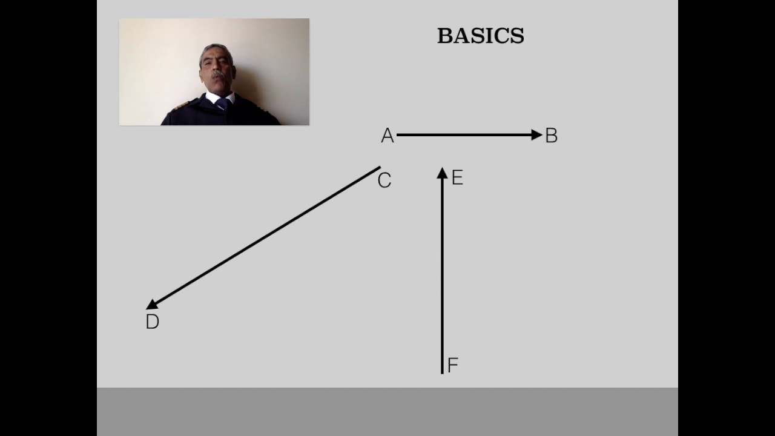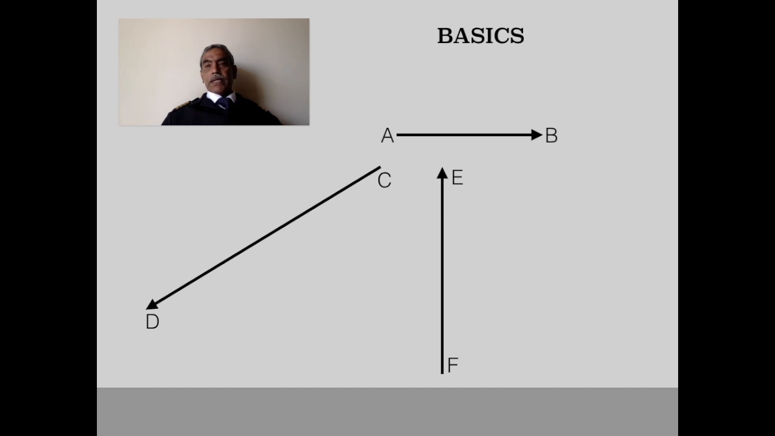Let's see how we are going to add vectors. Now, in this picture, I have shown three vectors. AB is one vector. It is represented by an arrow, as you can see. CD is another vector, which is pointing in a different direction. Of course, the length of the arrow indicates the approximate magnitude of itself. And EF, in fact FE, is another vector which I have shown.